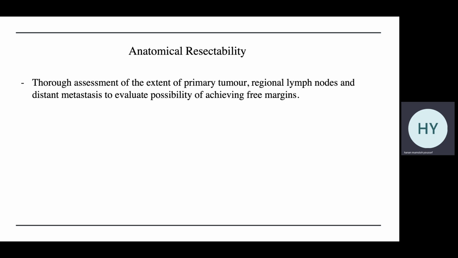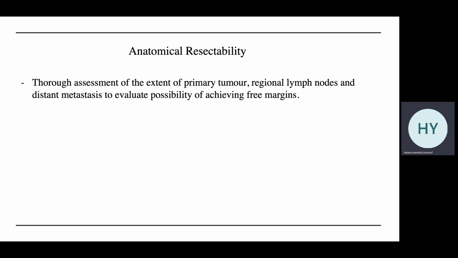So the first thing we need to address is resectability, and this is an anatomical term. It's related to the tumor itself, to the extent of the growth of the tumor, the involvement of the surrounding structures, the involvement of the regional lymph nodes, and whether the tumor has spread. If the tumor has metastases, we can't do surgery because we are not able to control the tumor.